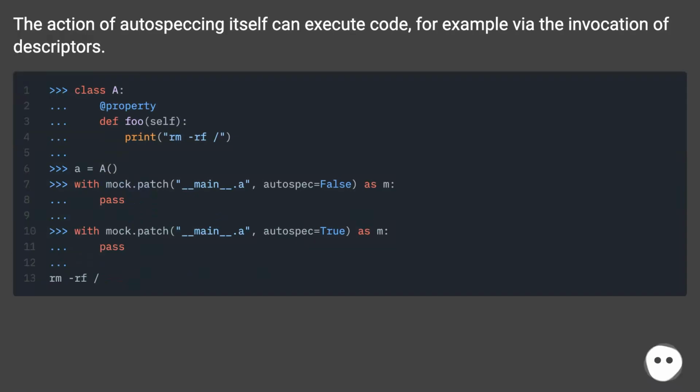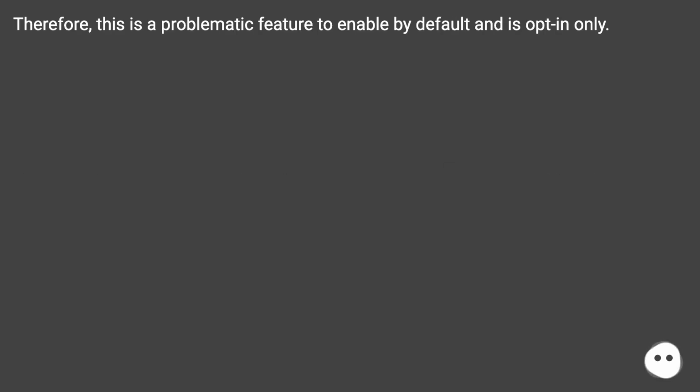The action of autospeccing itself can execute code, for example via the invocation of descriptors. Therefore, this is a problematic feature to enable by default and is opt-in only.